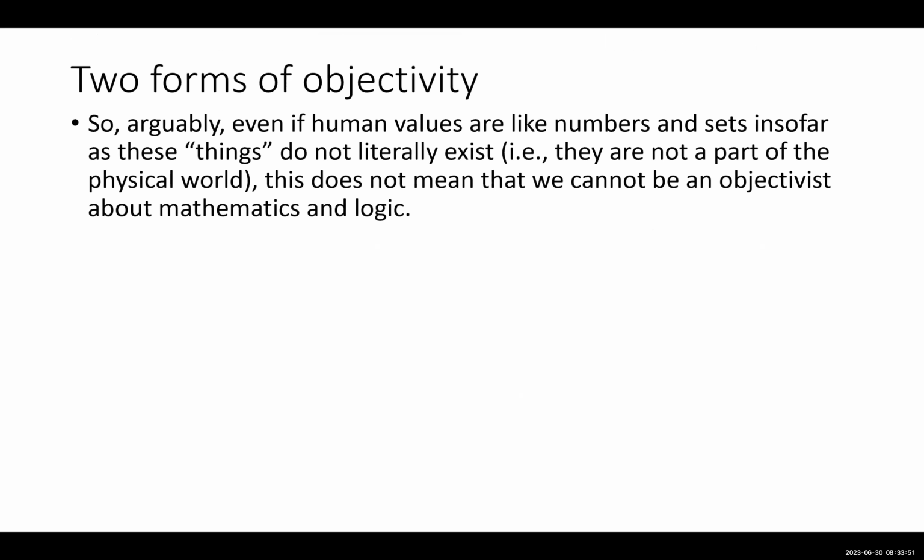Just to summarize the idea here, arguably, even if human values are like numbers and sets insofar as they don't literally exist, they're not a part of the physical world, this does not automatically mean that we are unable to be an objectivist about mathematics and logic. Ditto for ethics. Morality is objective in this sort of way, in the same way that mathematics and logic is objective. So now let me try to put some meat on the bones to flesh this out in a little more detail.